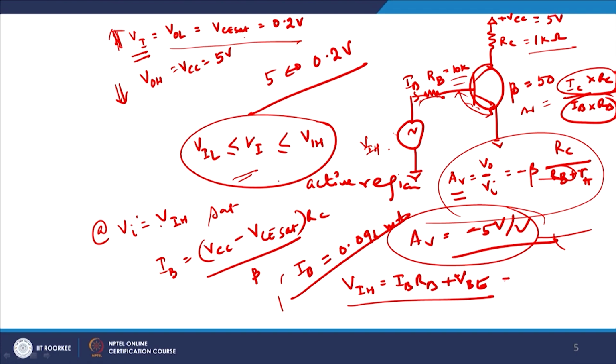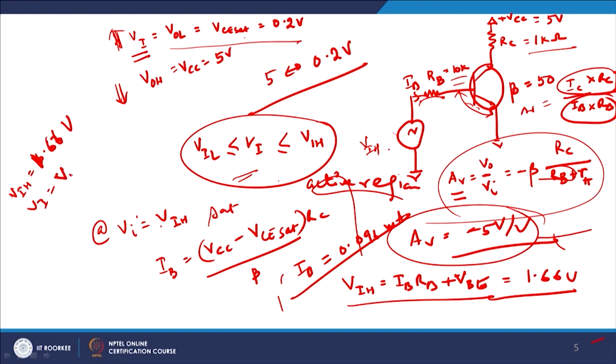Put the value of IB, RB and VBE, I get 1.66 volts. So, input high is 1.66, which we follow, right. Now, if this is true, I can write down VIH to be equal to 1.66 volts, right. So, therefore, Vi equals VOH equals 5 volts, and VO will be equal to VCE sat, and that is equal to 0.2 volts, fine. So, I get these many definitions available to me, right.